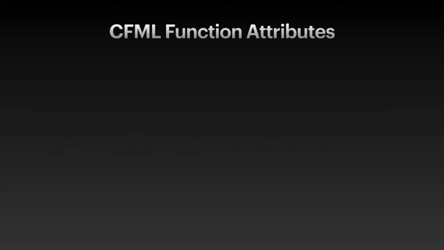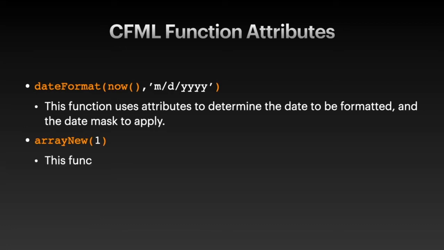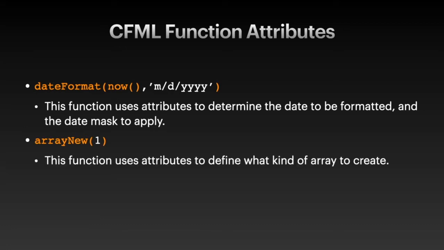Much like tags, a lot of CFML functions have attributes. For example, the date format function takes two attributes to determine the date to be formatted and the date mask to apply. The array new function takes a single attribute to determine which type of array to create. The now function takes no attributes whatsoever.